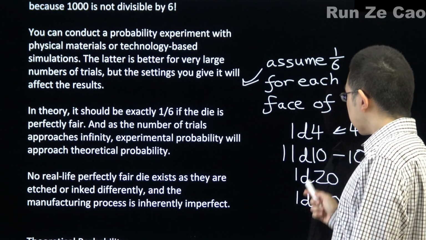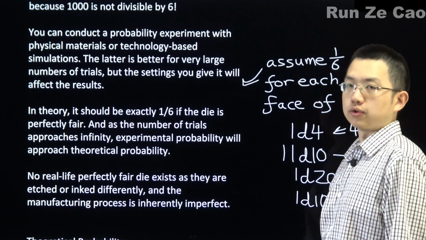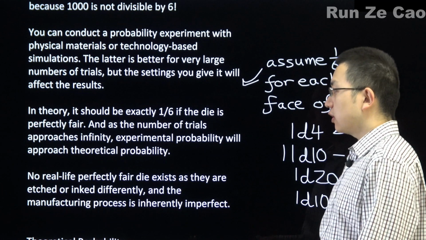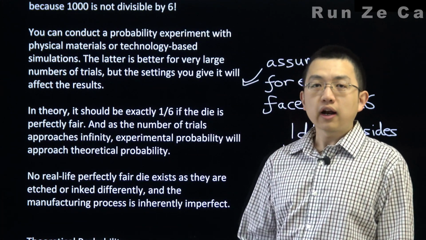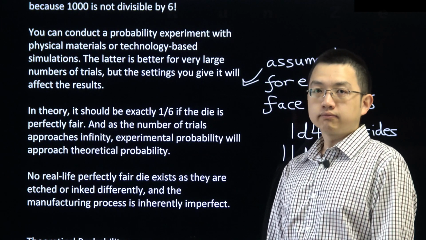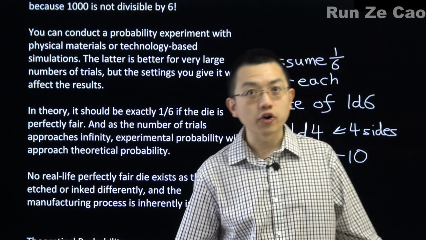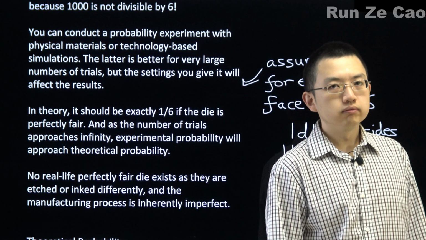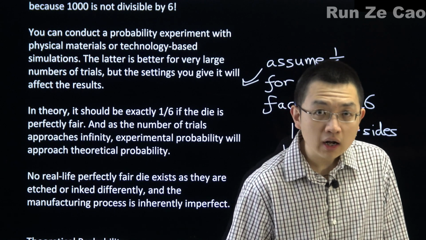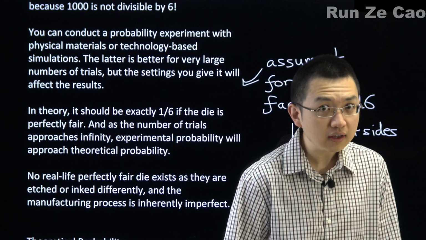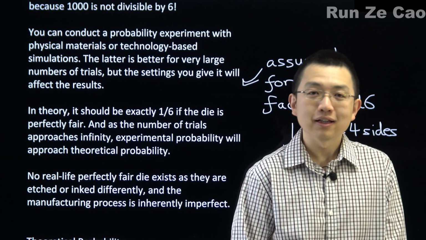Now, in theory, these dice are supposed to be perfectly fair. In reality, no, sir. They are etched differently, and the manufacturing is not a perfectly homogeneous process, or they are inked differently if they are not etched. So the mass distribution varies from face to face. Therefore, the dice are not perfectly fair. Although the number of trials you would have to do to actually establish that they are unfair, unless they are very, very obviously rigged, is so large that I would not recommend it.